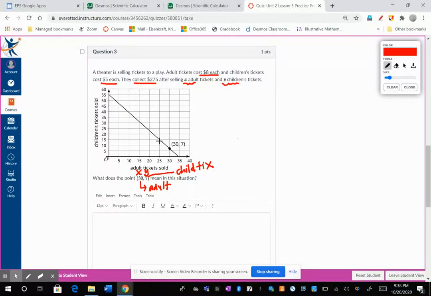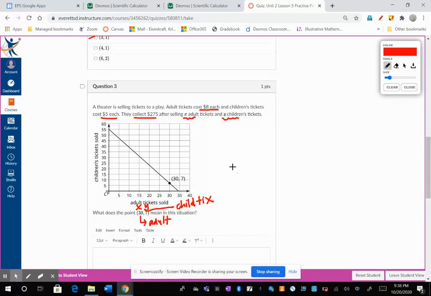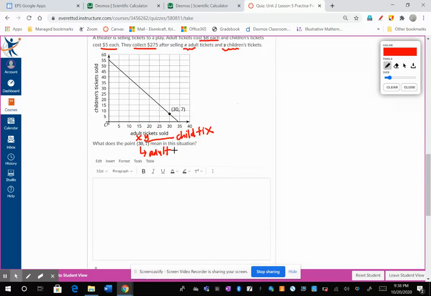So what does it mean in the situation? All it's asking, what does it mean? Interpret it. And I believe this happened a lot in middle school. That means that 30 tickets were sold and 7 children tickets were sold. And because it's on the line, that means that combination also made exactly $275. So 30 adult tickets and 7 children tickets together make a total of 275 in ticket sales. And I can tell that because it's on the line.